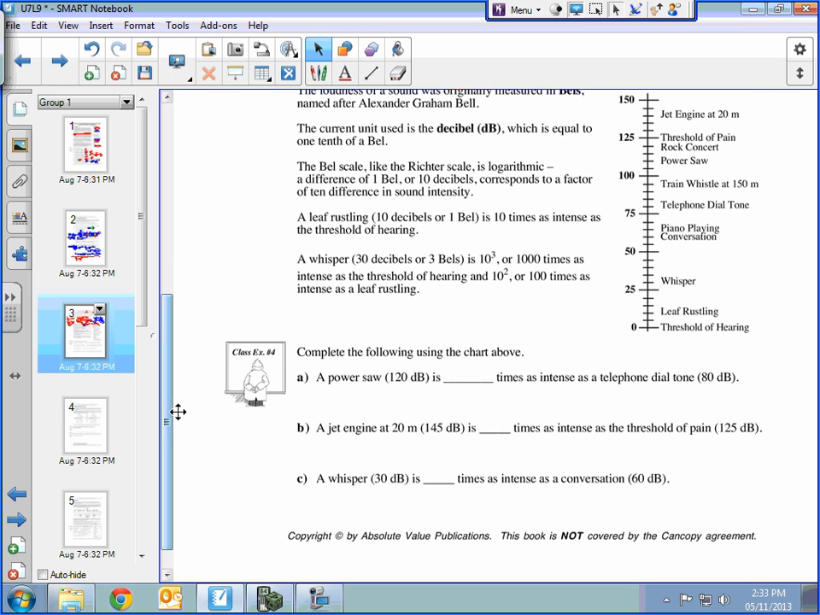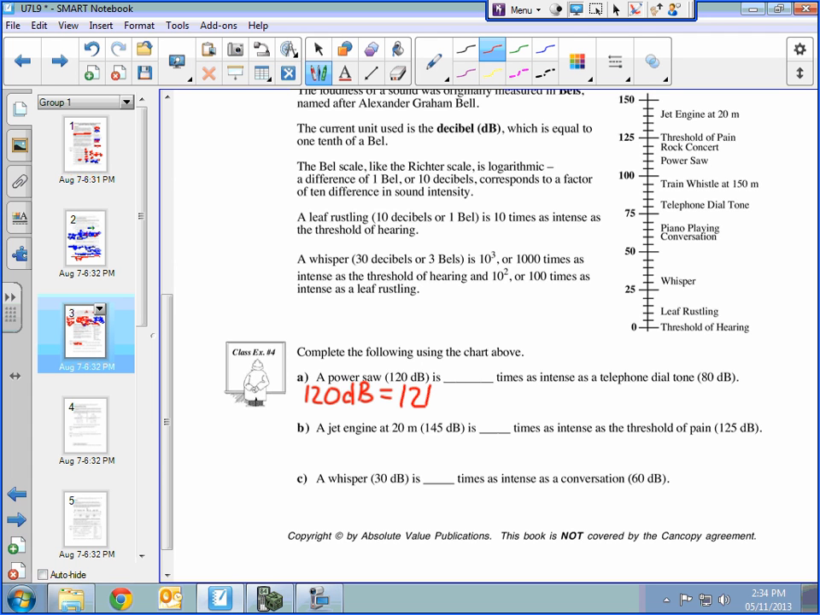So let's look at this. If I have a power saw, which is 120 decibels, it's how many times as intense as a telephone dial tone, which is 80 decibels. So if I have 20 decibels, how many bells is that? Or 120 decibels. Decibels are 10 times as big as a bell. Yeah, so it's equal to 12 bells. And if I have 80 decibels, what is this equal to? How many bells?